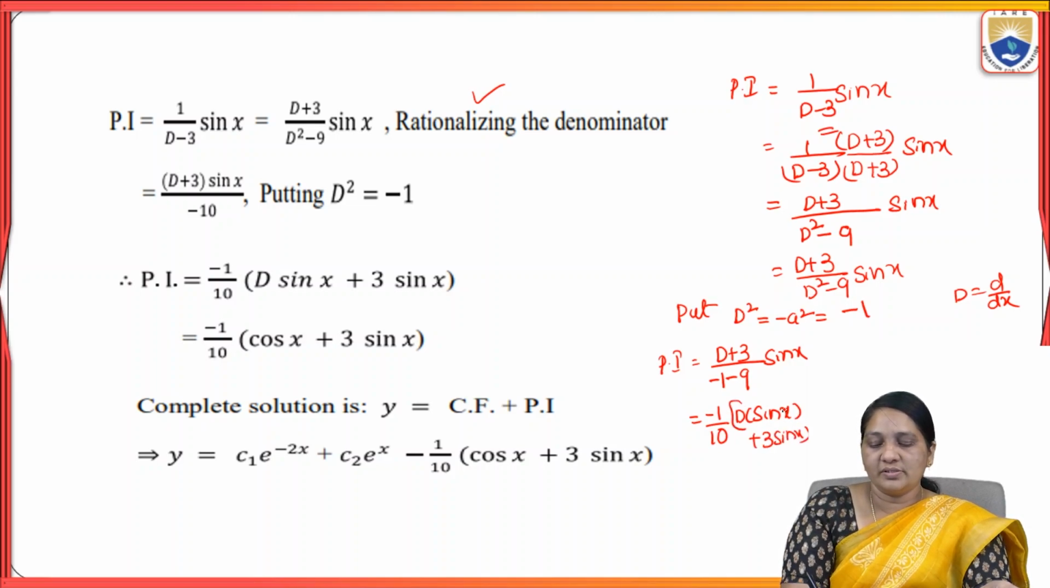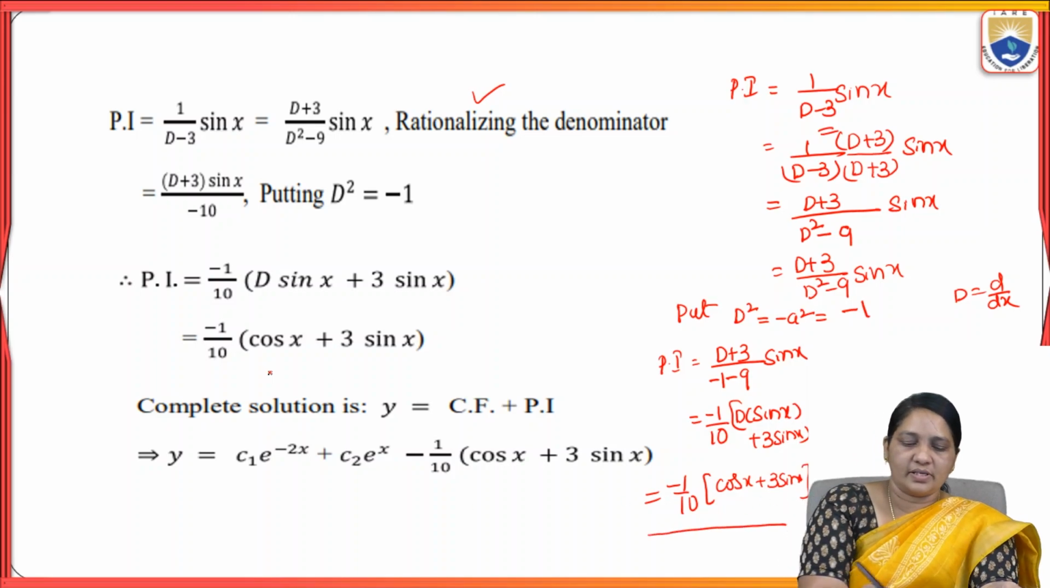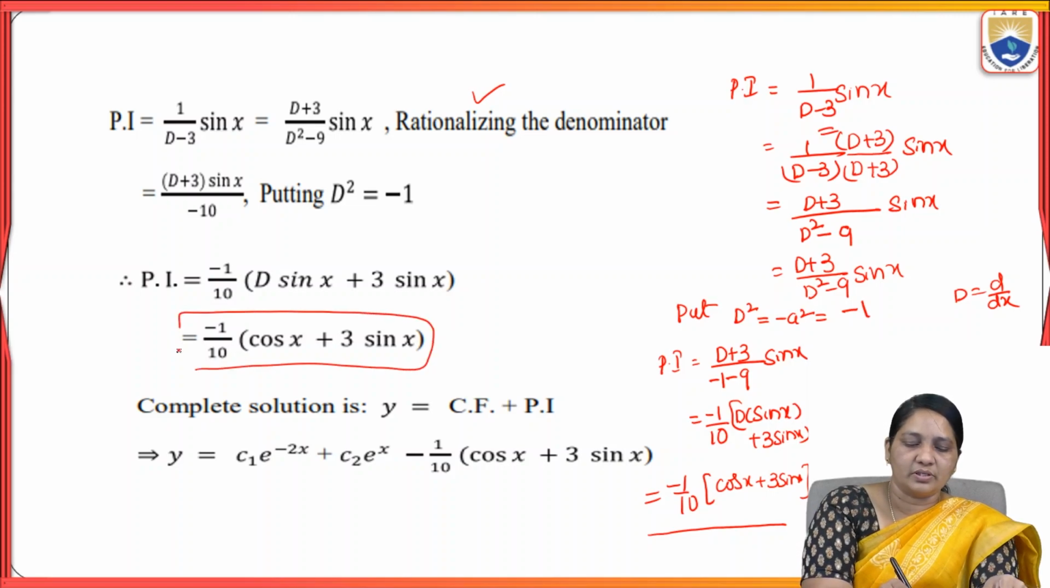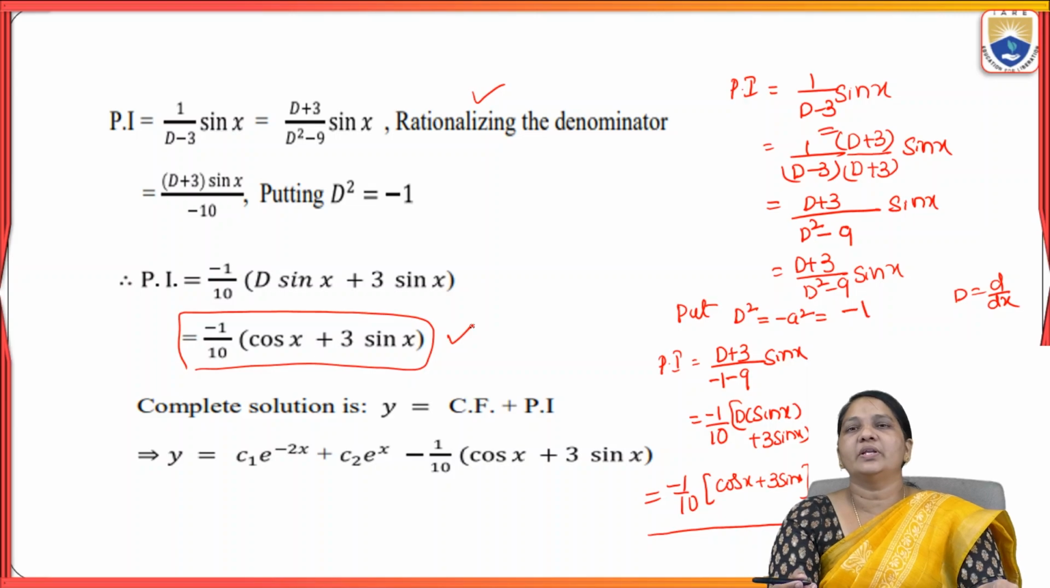So finally what is this value? Minus 1 by 10. The derivative of sin x is cos x, plus 3 sin x. So this value is minus 1 by 10 (cos x plus 3 sin x). That is what we can observe here. So this is the particular integral of the given equation.